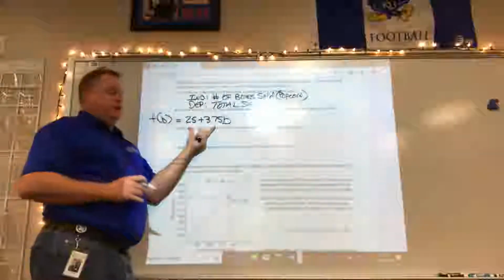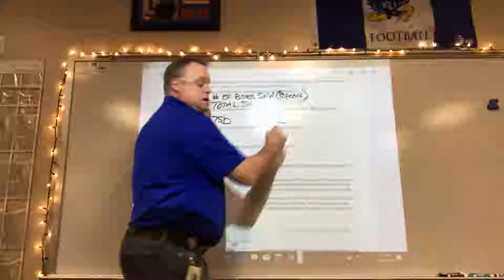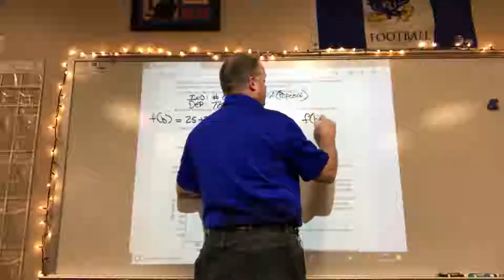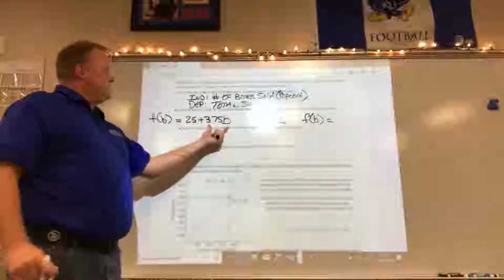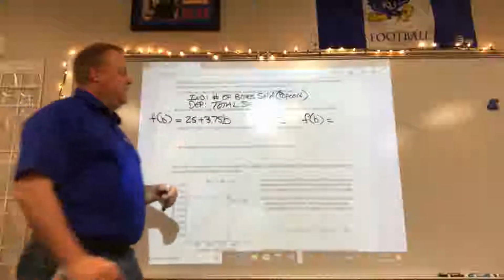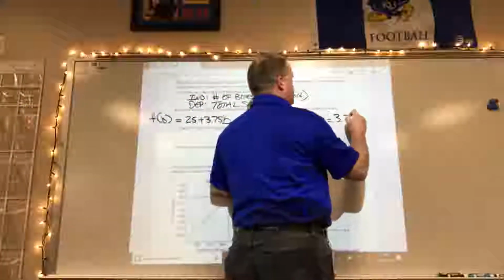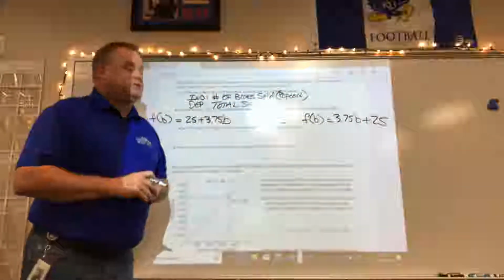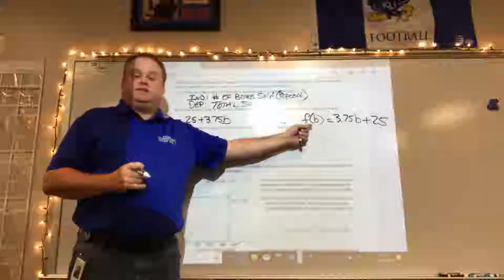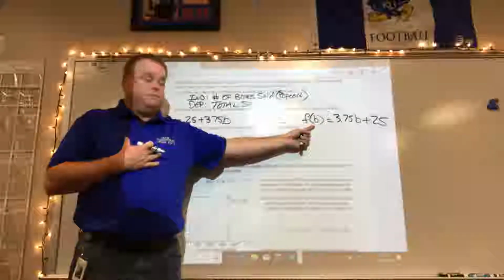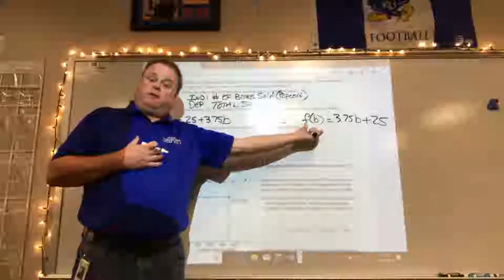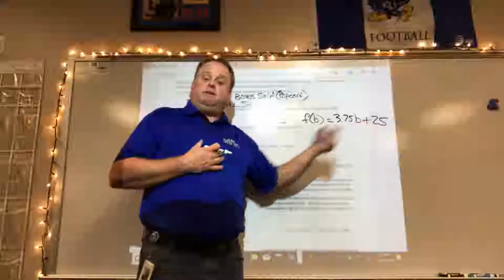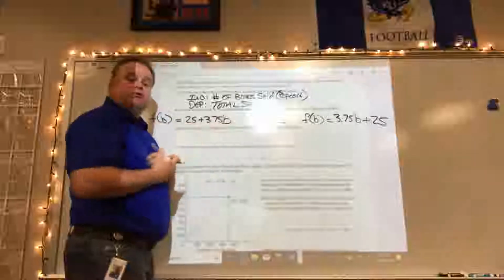I could write it another way as well. f of b equals 3.75b plus 25. Now the reason why I can rewrite it that way is it's in y equals mx plus b form. Instead of f of b, I would simply write y, and this would be y equals my mx and my b term. Both of these are correct though.